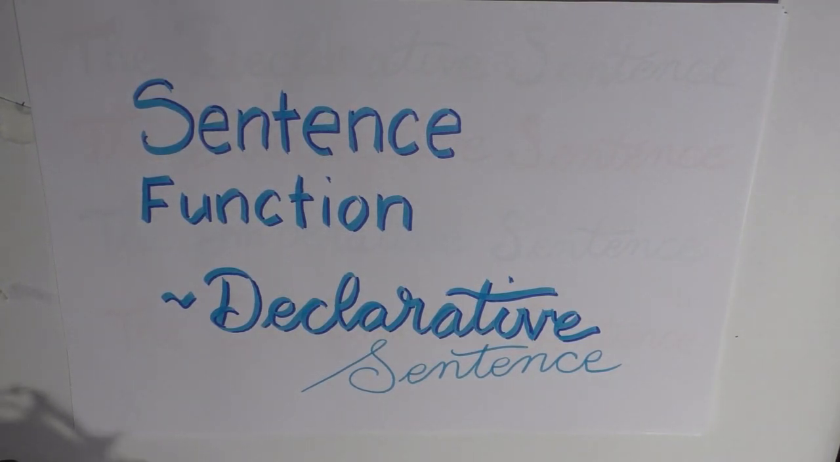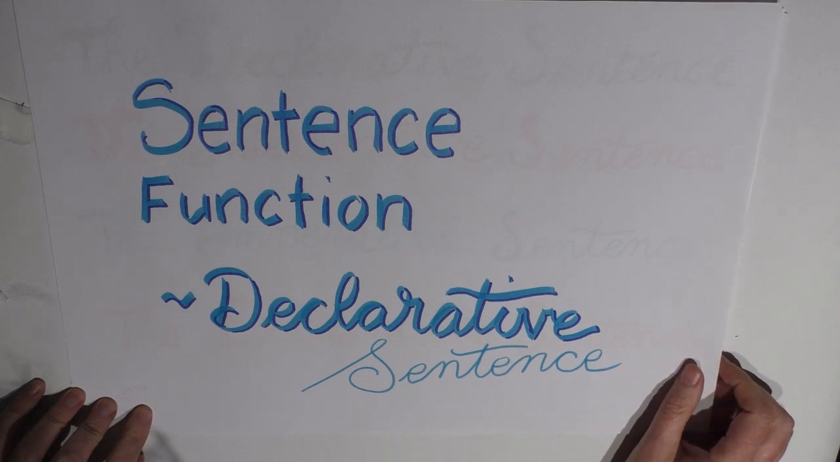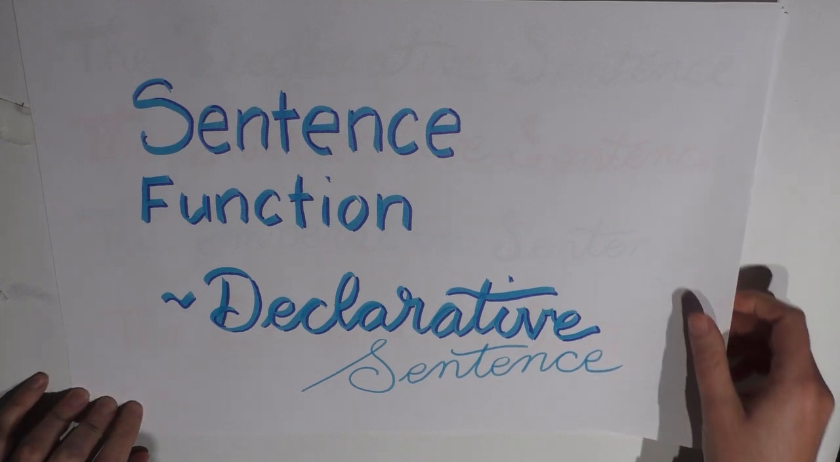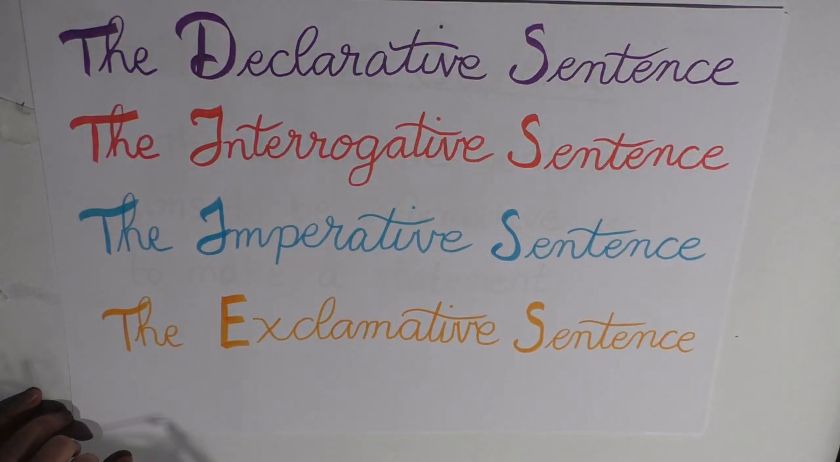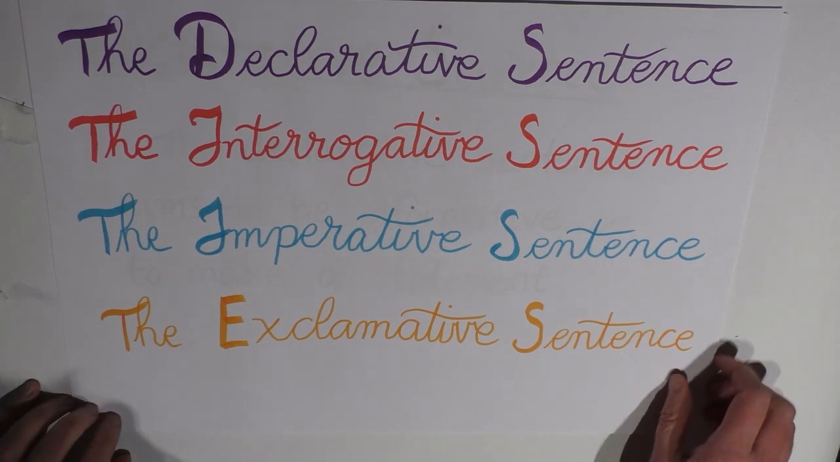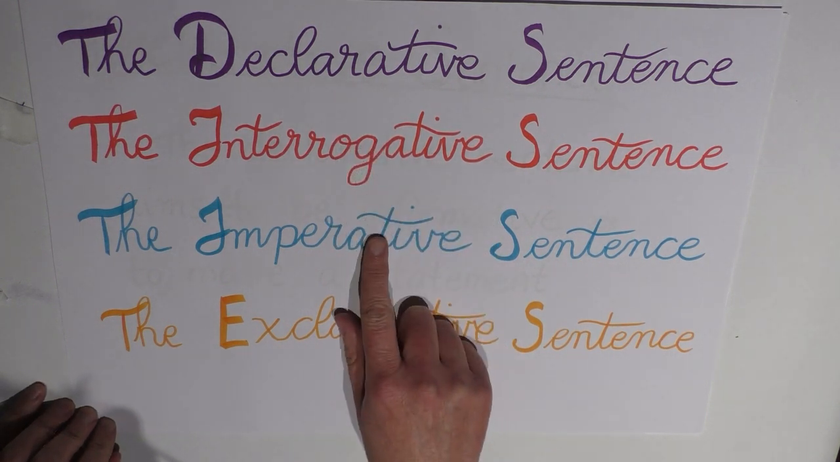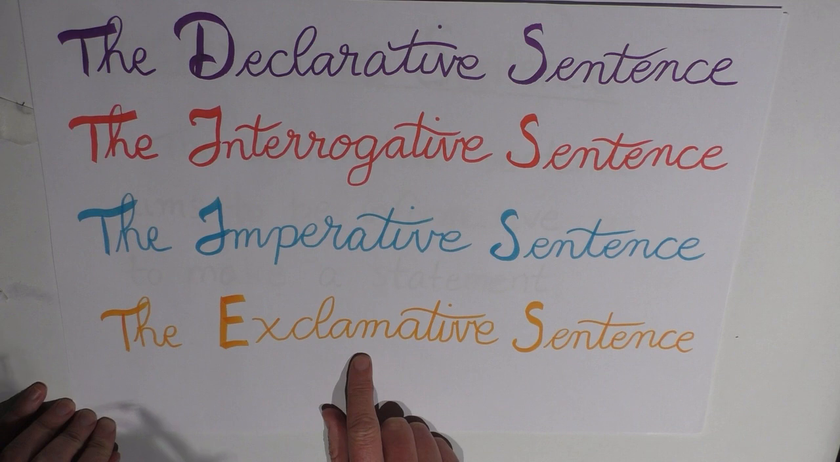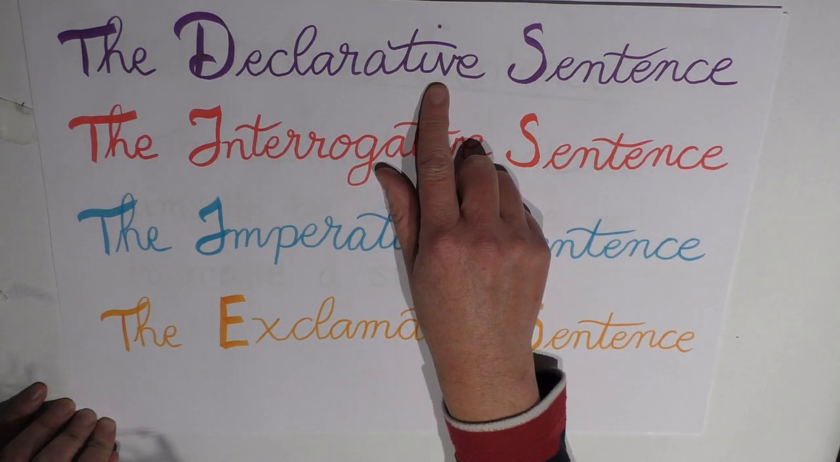This is episode 41, the declarative sentence. Now, the declarative sentence is one of the 4 different sentence functions that we will be learning in this series. Now, these functions are different to their structures, the simple and compound and so on, because when we talk about the sentence type, we're talking about the sentence function and are referring to their function. And these 4 different sentence types are the declarative sentence, the interrogative sentence, the imperative sentence, and the exclamative sentence. And today we're looking at the declarative sentence only.